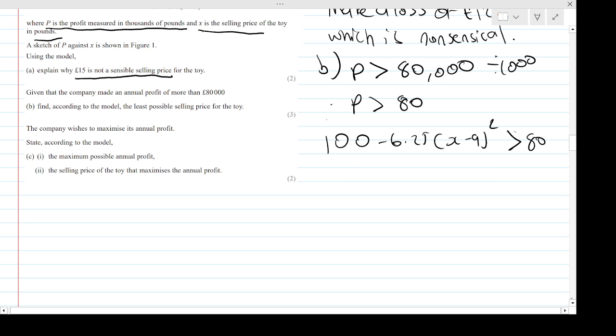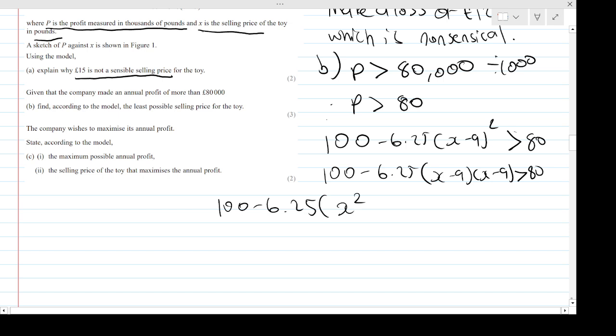Well, let's just expand the brackets first. So we're going to have 100 minus 6.25 of (x minus 9)(x minus 9), because remember, if you're squaring it, we're timesing it by itself. So then we get 100 minus 6.25 of x squared, and then take away 9x, take away another 9x, you take away 18x. And then minus 9 times minus 9 is plus 81. And then I'm going to move the 80 to the left, because like with normal equations, I want to make it equal to 0. So now it's 0 on the other end.